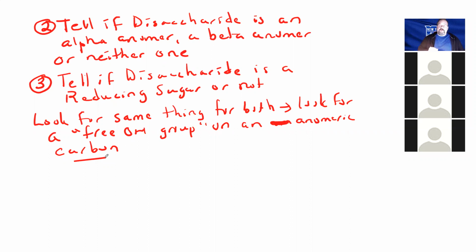But if you don't have a free OH on an anomeric carbon, then you don't have alpha and beta anomers. That disaccharide only exists in one version. And if you have a free OH, independent of whether it's going up or down, it also tells you that the disaccharide is a reducing sugar. If you don't have a free OH, then the disaccharide is not going to be a reducing sugar. So let me just show you sort of a sketch.